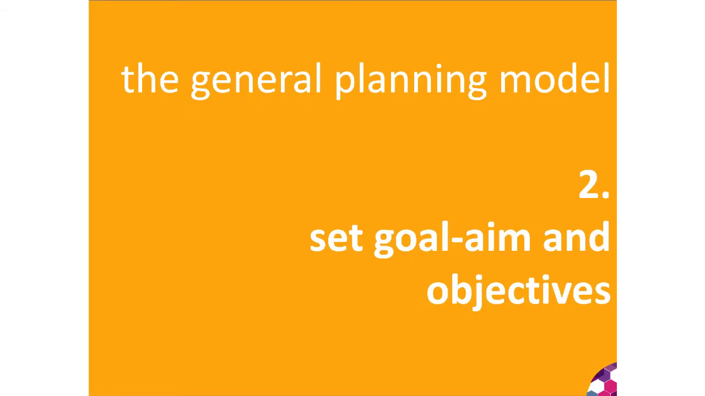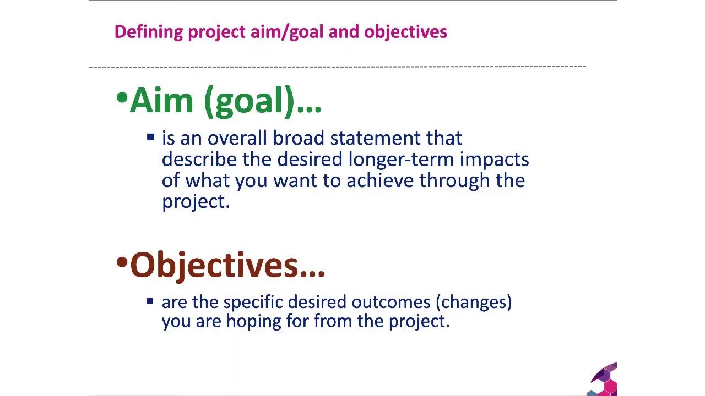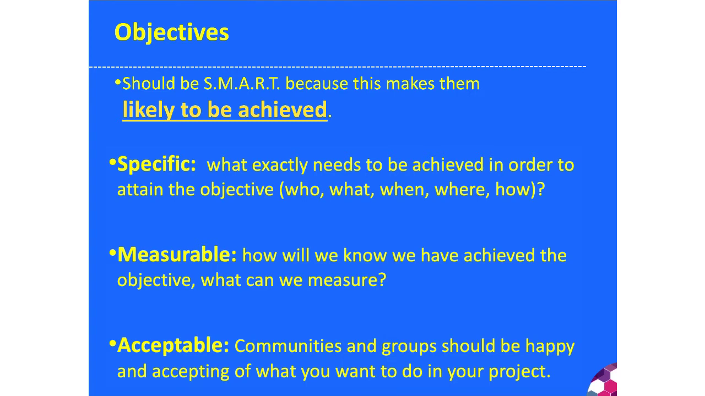Step 2 is setting a goal or aim and setting objectives. And an aim is an overall broad statement that describes the desired longer-term impacts of what we want to achieve through our project. And objectives are the specific desired outcomes, the changes we are hoping for from the project. And often objectives are developed using this acronym called SMART, because the SMART acronym helps to make objectives that are more likely to be achieved, more likely to be successful.